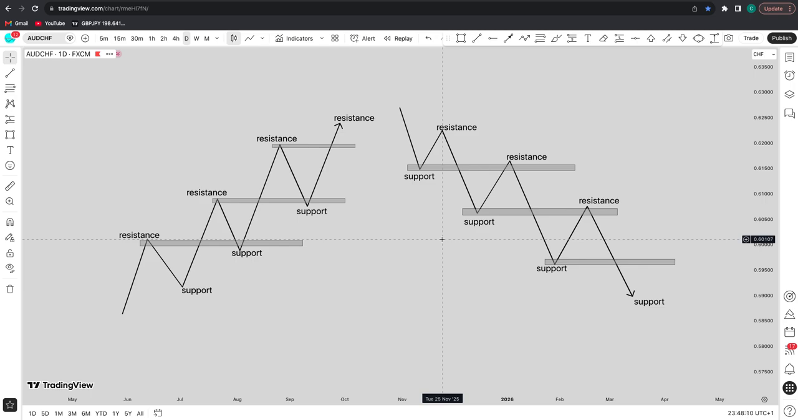So, first of all, let's talk about support and resistance. In trading and technical analysis, support and resistance are price levels where an asset, whether stock, crypto, forex, whichever one it is, tends to pause or reverse because of buying and selling pressure.